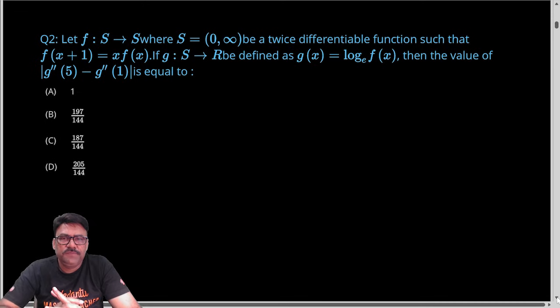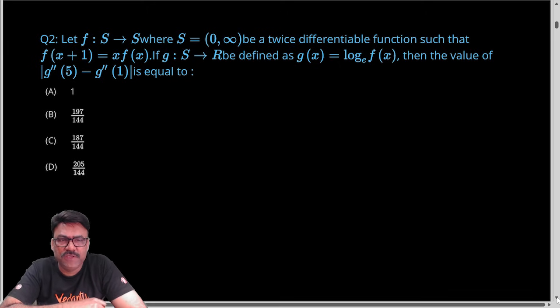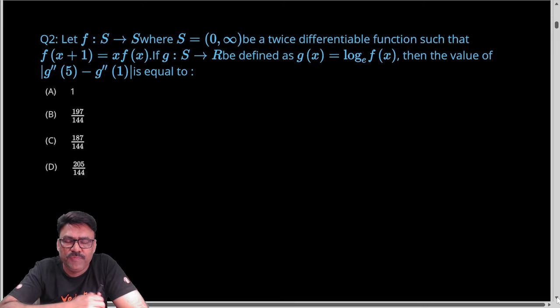Okay, see this question. This is from differentiation. So f of x plus 1 is x times f x. Then another function g x is log f x. You have to get mod g double dash 5 minus g double dash 1. So basically you have to differentiate the g x function 2 times.